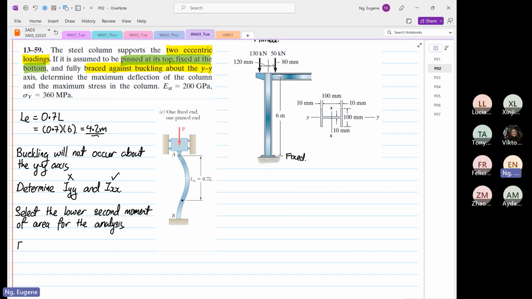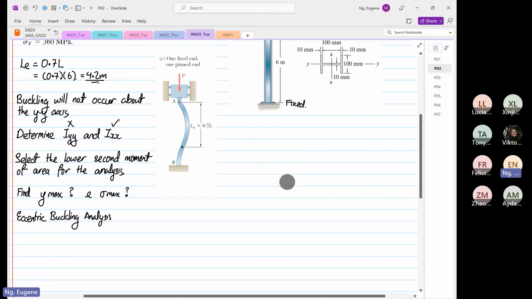So we have to find what is our Y max, and we have to determine the maximum stress. Okay, we have to determine our maximum stress. And we know these are all based on eccentric buckling analysis. So there's two formulas that we are going to use.